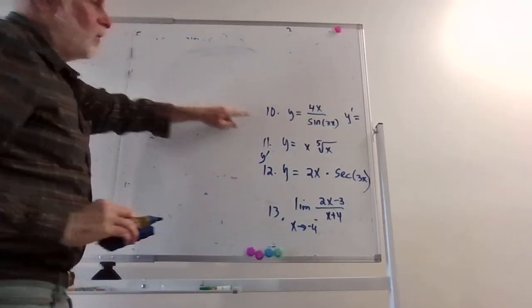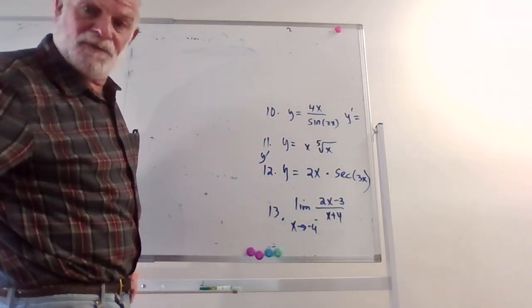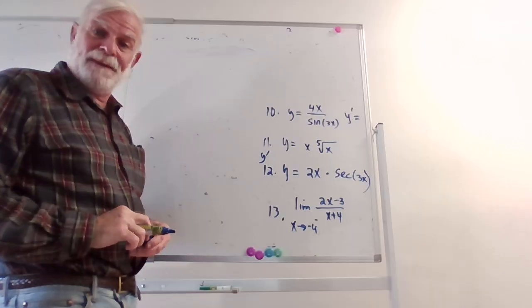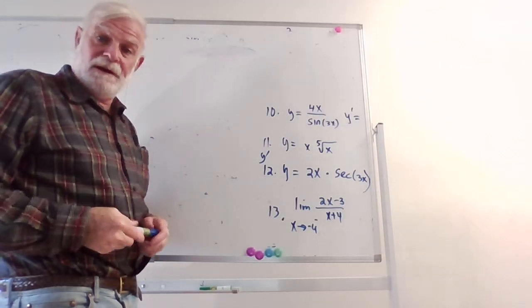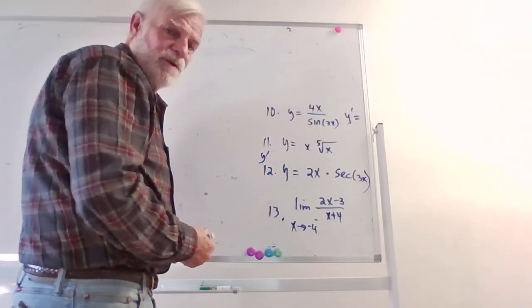All right, little quotient rule. 4x over sine of 3x. And the reason we keep doing it, just like flashcards, you've got to be able to remember this stuff. You've got to have working knowledge. And how do you get working knowledge with anything? You work with it. So we're working with the quotient rule.